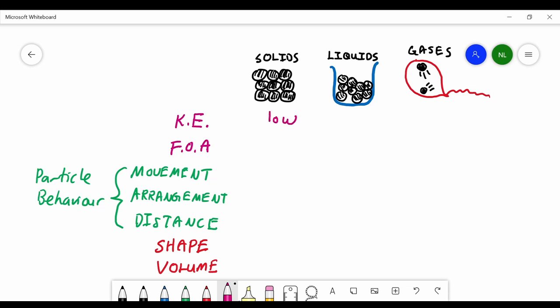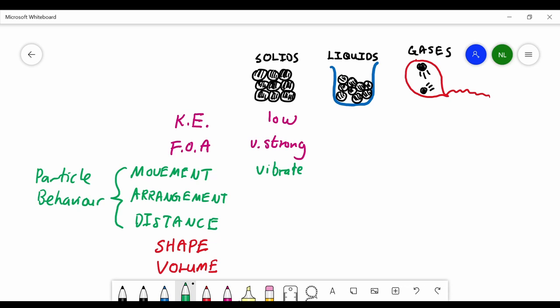Because particles of solids do not have much kinetic energy, the particles cannot move far from each other. Forces of attraction between particles is the strongest at close distance, and it gets dramatically weaker as the distance increases. Since particles of solids are close together, the forces of attraction between them are very strong. Since the particles have little kinetic energy but strong forces of attraction, particles in solids are unable to move freely. They can only vibrate in place.